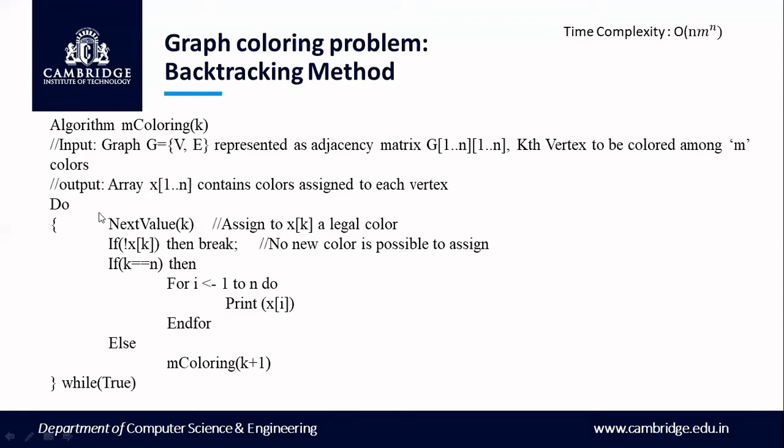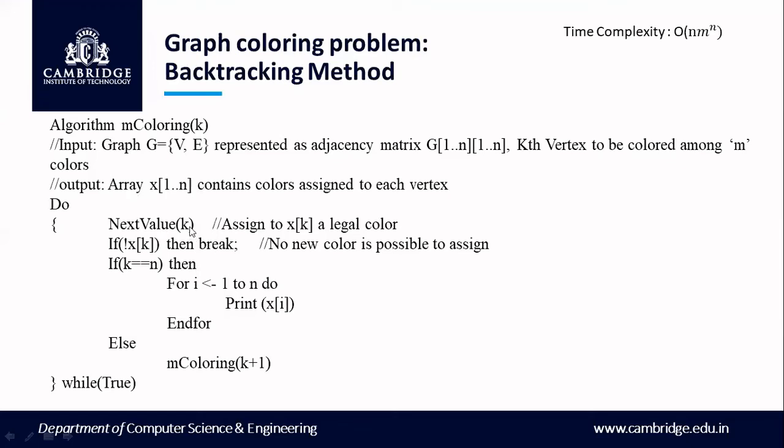Now this is a very simple one. We have a method called next value, which will take care of what color is to be assigned for k. What is the color to be assigned for k? So next value is a method which will take care of assigning by looking at the conflicts and all. It will check which color is eligible to be assigned. We will discuss that.